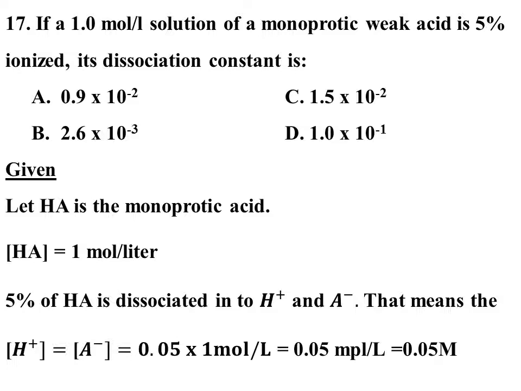The concentration of HA is 1 mole per liter, which equals 1 molar. 5% of HA is dissociated into H⁺ and A⁻. That means the concentration of H⁺ equals the concentration of A⁻, which is 0.05 times 1 mole per liter. This gives 0.05 mole per liter, which equals 0.05 molar.